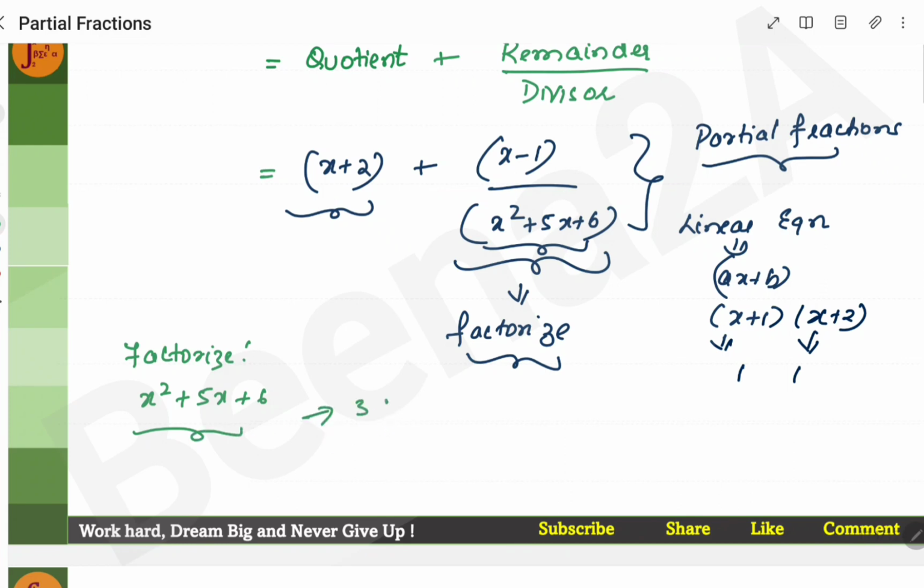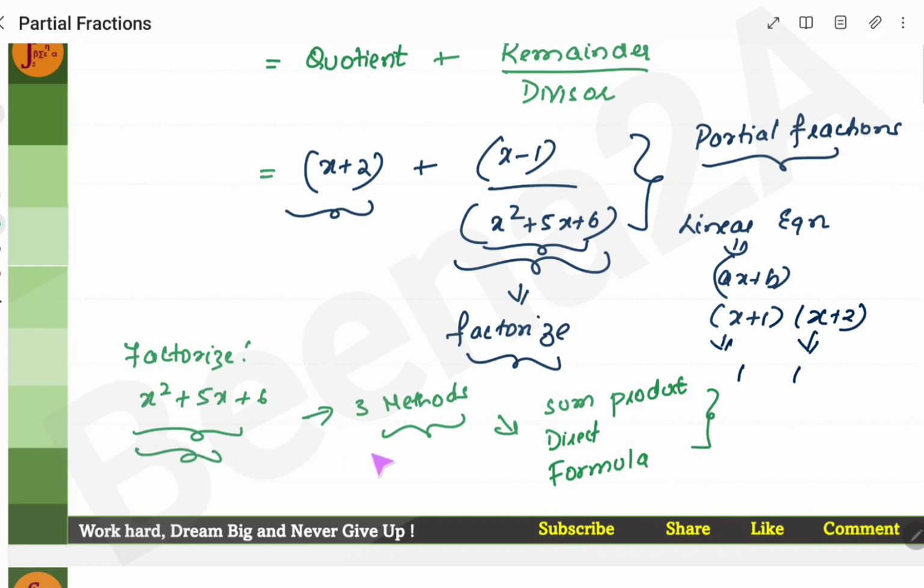Again, there are 3 methods to factorize. You can refer to my video on factorization. 3 methods: sum product, direct method of getting factors, and the formula method, right? You can refer to my video for each of these factorization methods. Here I'll use the direct method because that's the simplest looking at this particular problem.